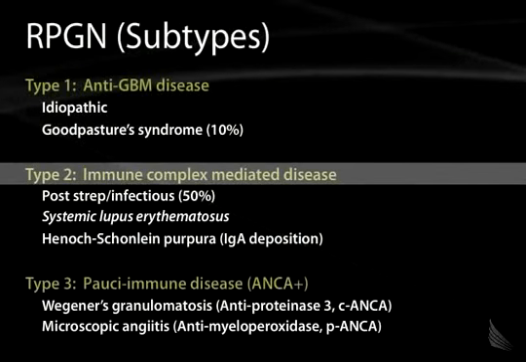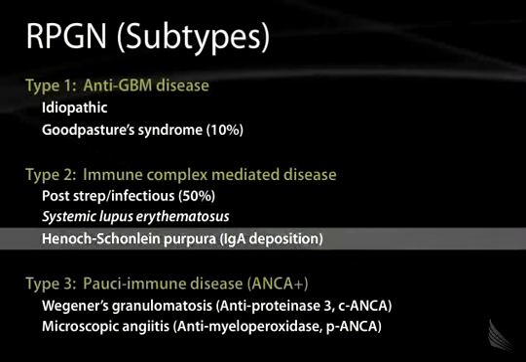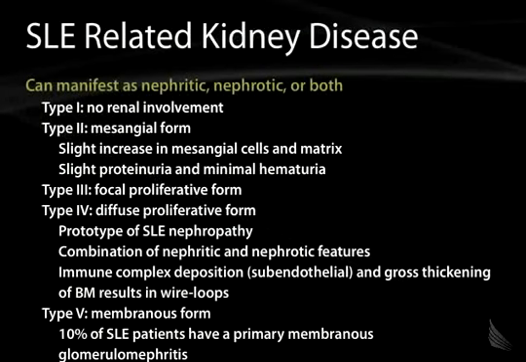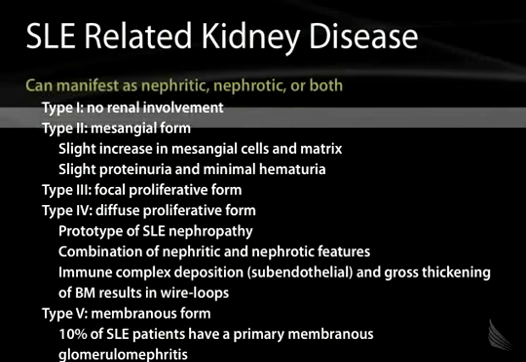We've talked about some types of immune complex-mediated diseases already, including post-streptococcal glomerulonephritis and IgA nephropathy. Another type of this disease is what you see in systemic lupus erythematosus, or SLE. Now, SLE-related kidney disease is very heterogeneous. There are basically 5 types of disease that can present as nephritic syndrome, nephrotic syndrome, or a combination of both. Type 1 is where you see no renal involvement at all.